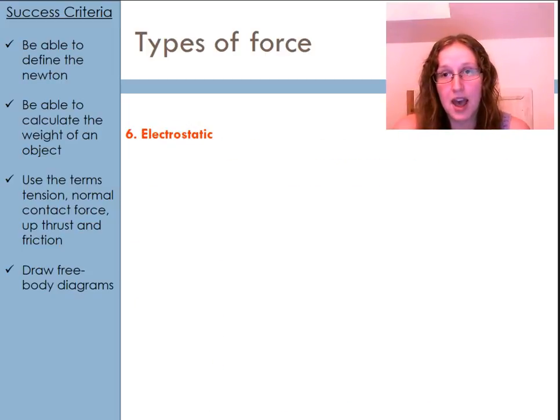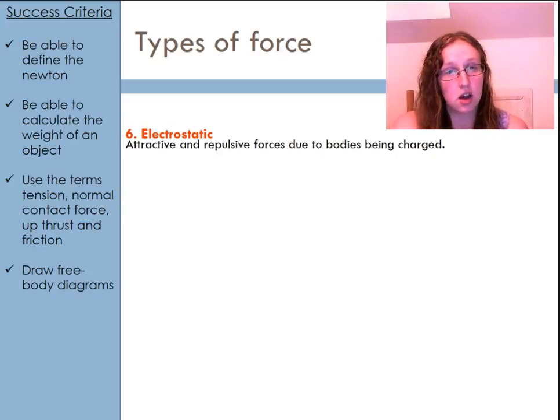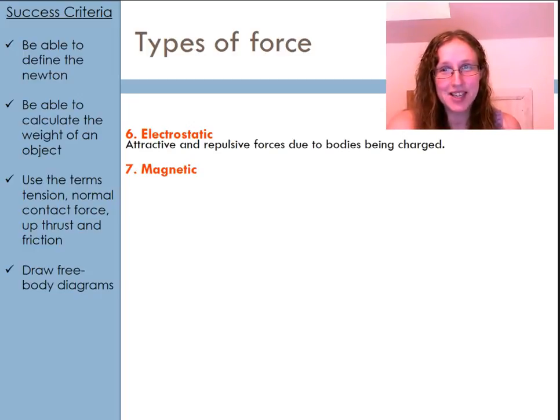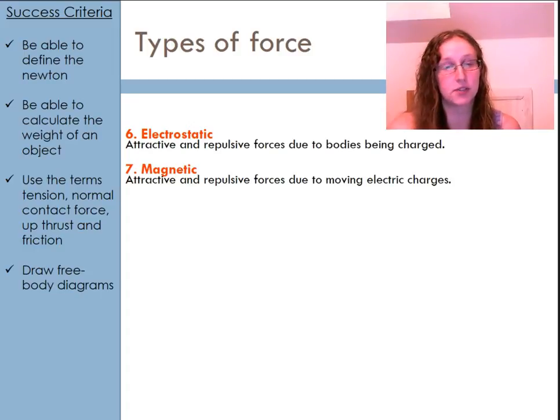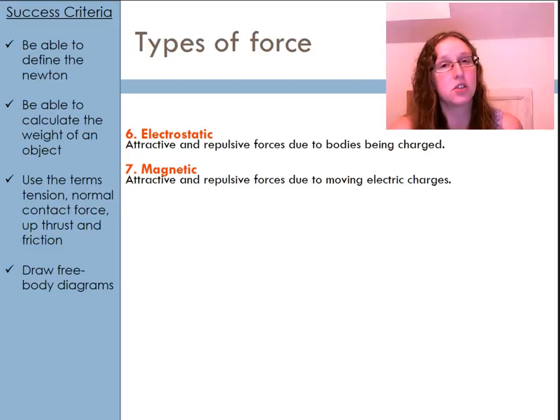Then we've got electrostatic forces, which can be either attractive or repulsive, and they are due to bodies being charged. And actually, most contact forces boil down to being electrostatic anyway, but don't worry too much about that. Next up is magnetic. Again, these can be attractive or repulsive, and they are in fact due to moving electric charges. The difference between north poles and south poles is to do with the way that the electrons are spinning. Which is why, as you will learn next year, electric and magnetic fields are very closely intertwined.